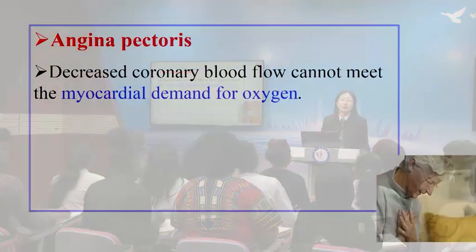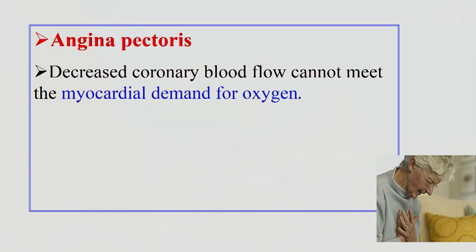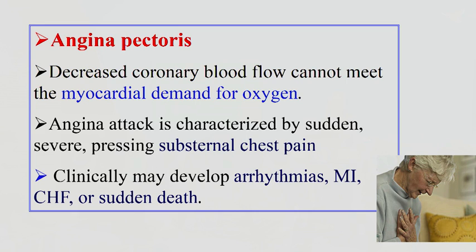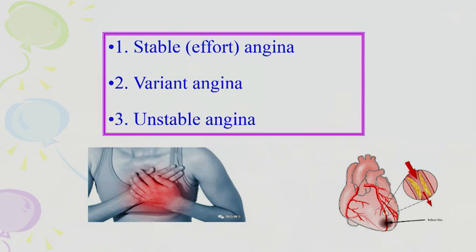At first, we should know something about angina pectoris. The definition of angina: decreased coronary blood flow cannot meet the myocardial demand for oxygen. An angina attack is characterized by sudden, severe chest pain, and this ischemic reperfusion may clinically develop arrhythmias, myocardial infarction, heart failure, or sudden death. And we divide angina into three subtypes.